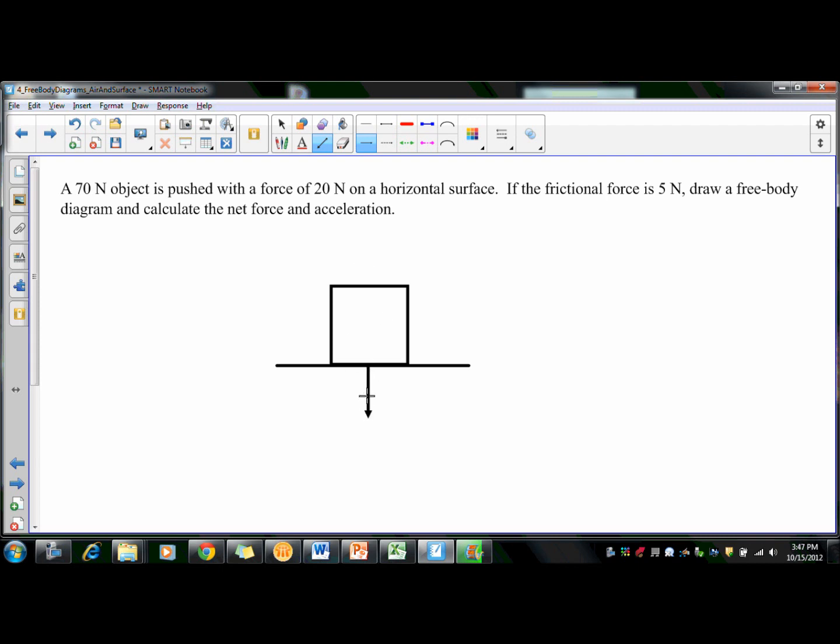We always have weight, we always have normal, and now we're pushing with a certain force, and we have a frictional force. So now we need all 4 arrows. Now we've got to figure out what they all are. So newtons are always a force, and since it's a 70 Newton object, the newtons go with the object, so that's your weight. So FW equals 70 newtons.